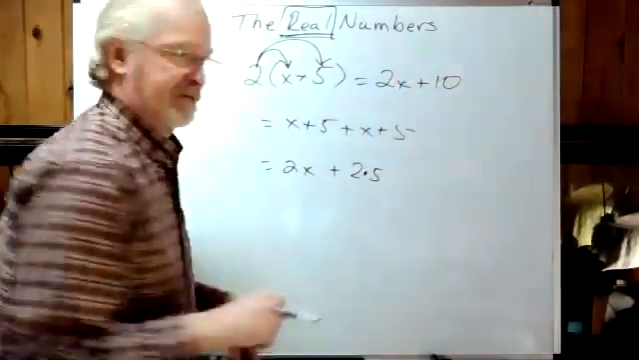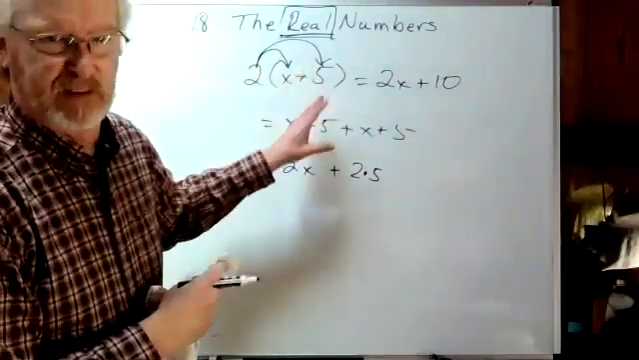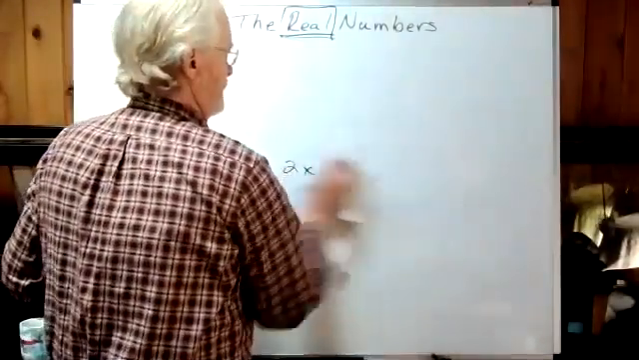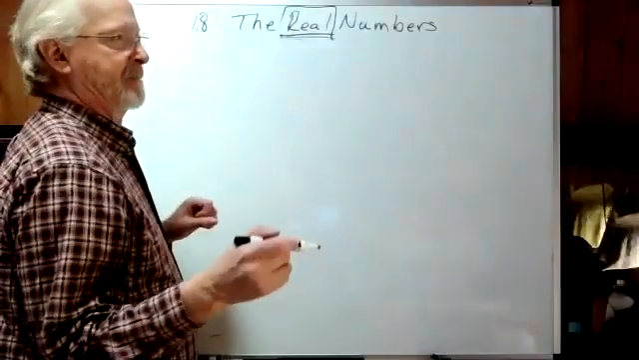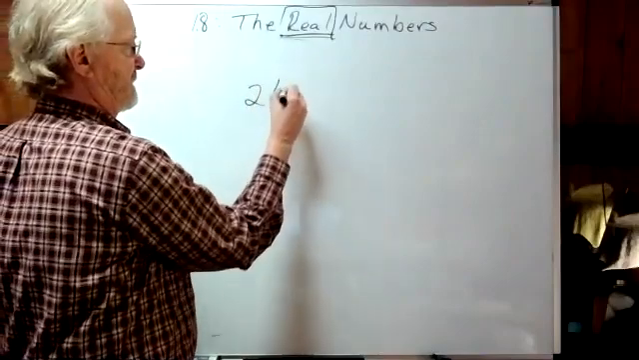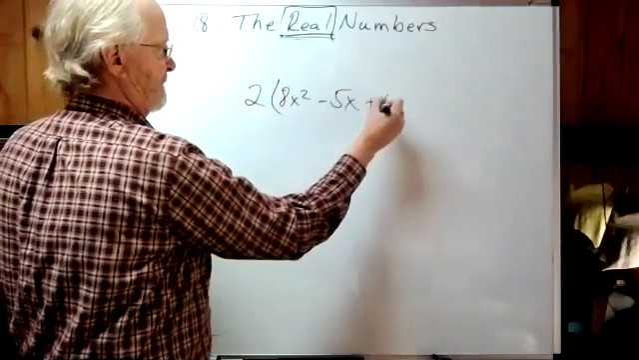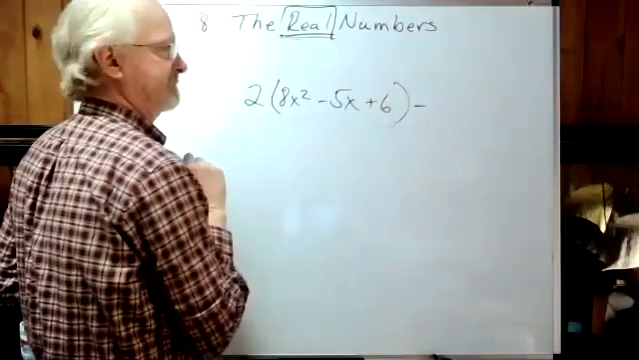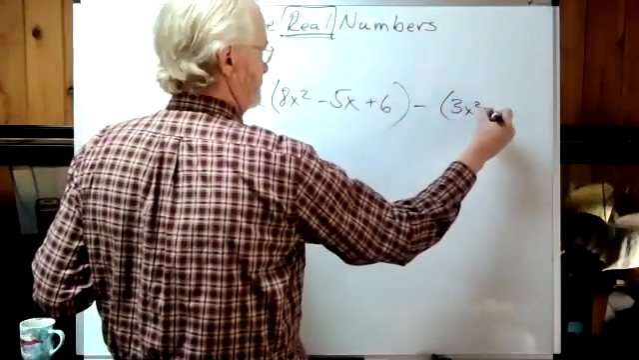And then we throw in a negative sometimes, and that makes it messy. So if that's the gist, that's the basic principle for the distributive property. What's your harder example? Question 10 on the homework is 2(8x squared minus 5x plus 6) minus (3x squared plus 7x minus 9).